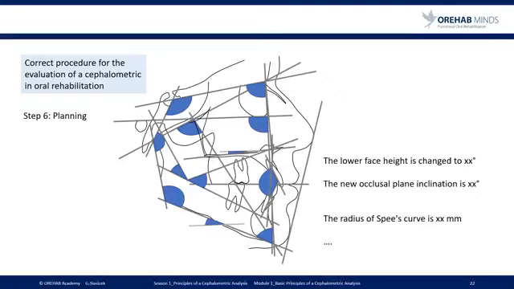Then, one of the most important parameters is the occlusal plane inclination: how to change it, what is correct. And as occlusion is never a flat situation, it always has a curved parameter. This is the curve of Spee. And this is also a parameter which can be analyzed, calculated and planned by the Ceph. Radius of the curve of Spee in millimeters.